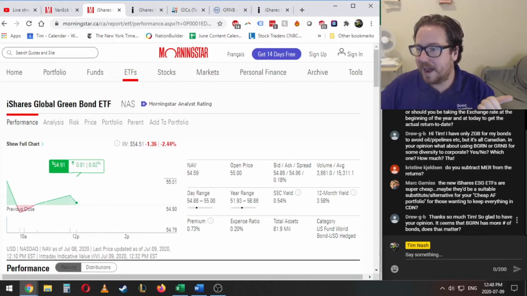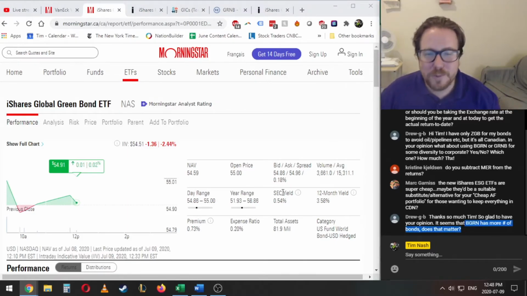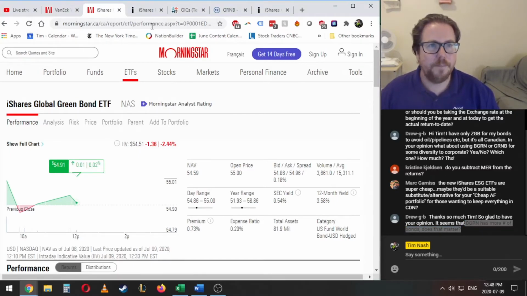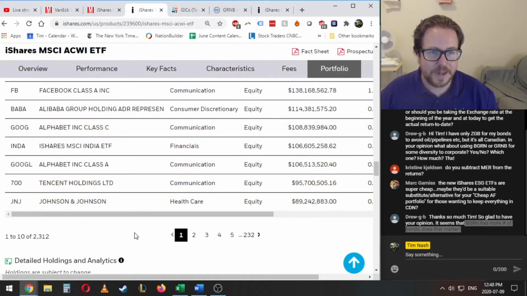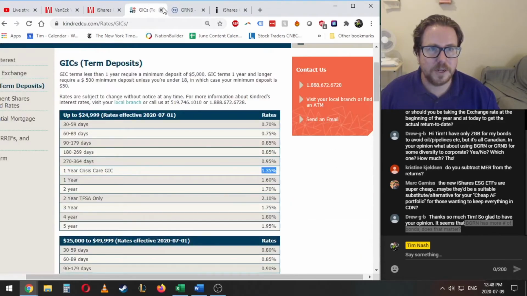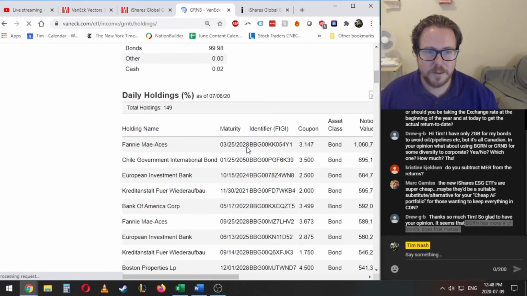It seems that BGRN has more number of bonds. Does that matter? Not really. In terms of diversification, more bonds would be better. But really both of them are going to have pretty similar diversification. I don't see it being a deal breaker for me. Let's just take a look at it. Oh, that's the All Country World Index. Here we go. So if I look at the holdings, this is the VanEck Vectors one.